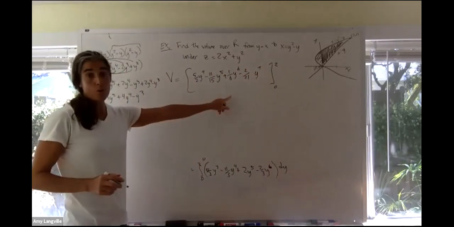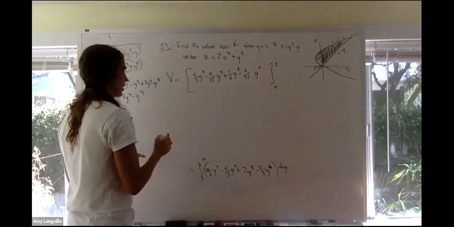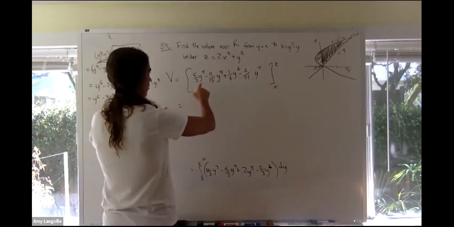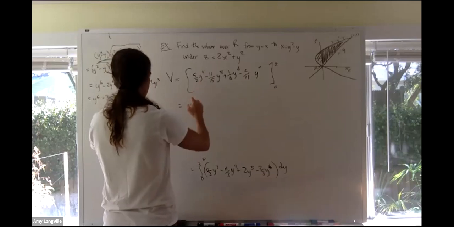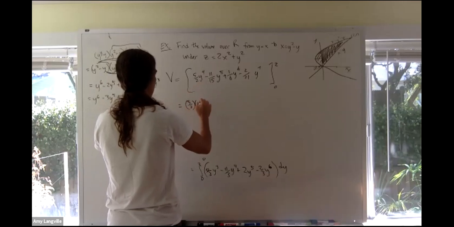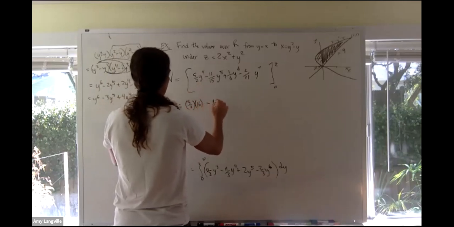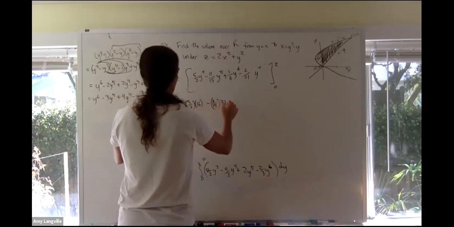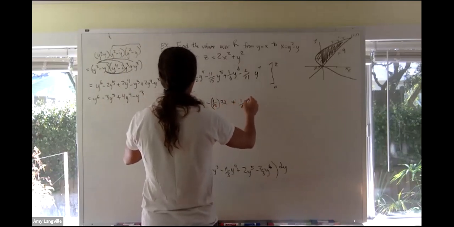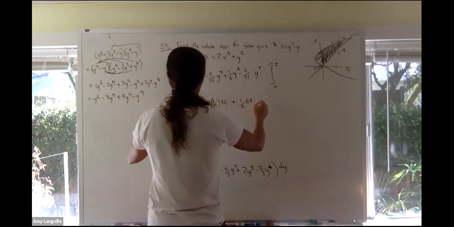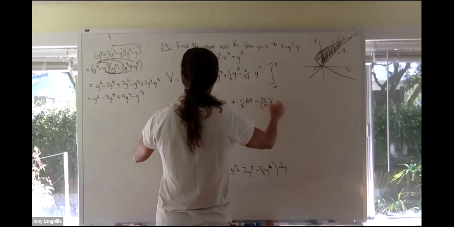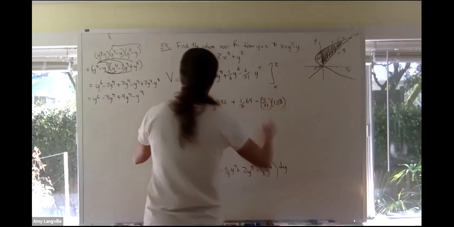I like plugging in the lower limit, no problem. Upper limit, we'll get some fractions, a little bit tedious. So 2 to the 4th is what, 16? So we have 5 halves times 16 minus 11/15 times 32 plus 1/6 times 2 to the 6 is 64, is that right? And then minus 2/21 times 128, minus a big 0.